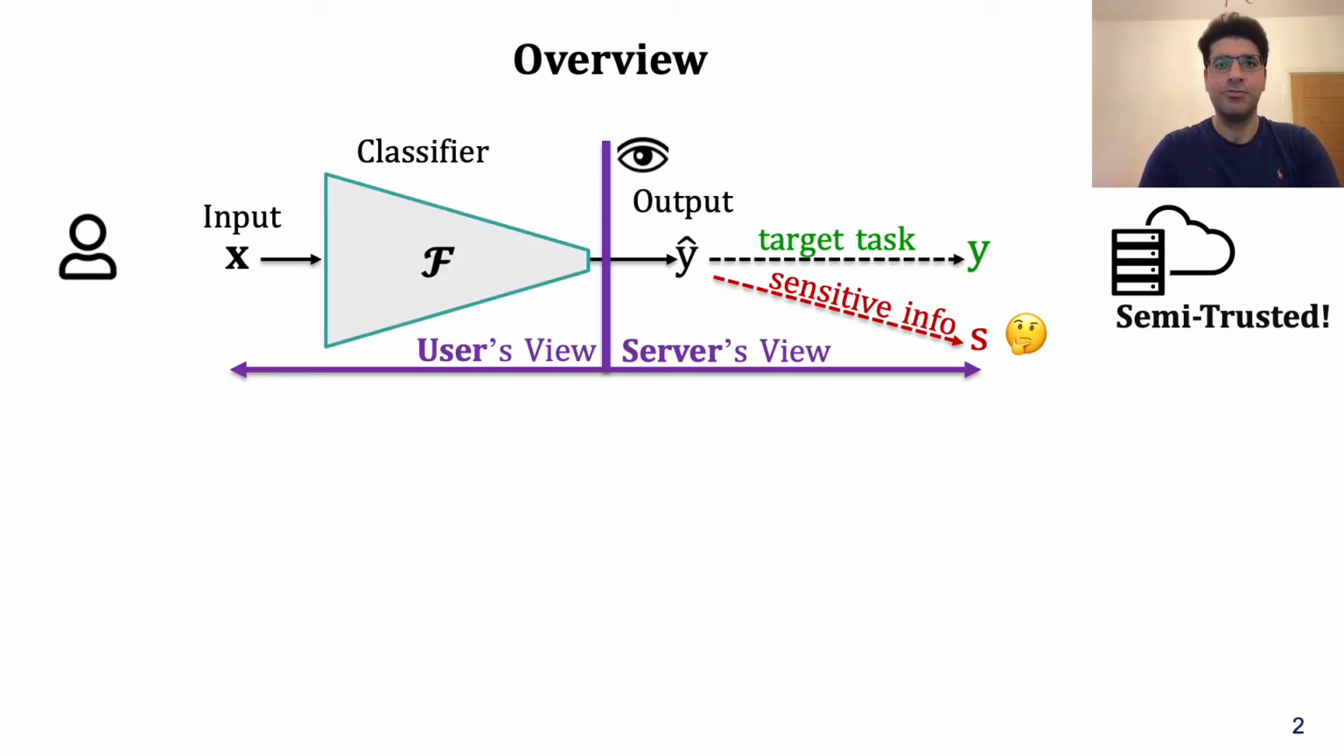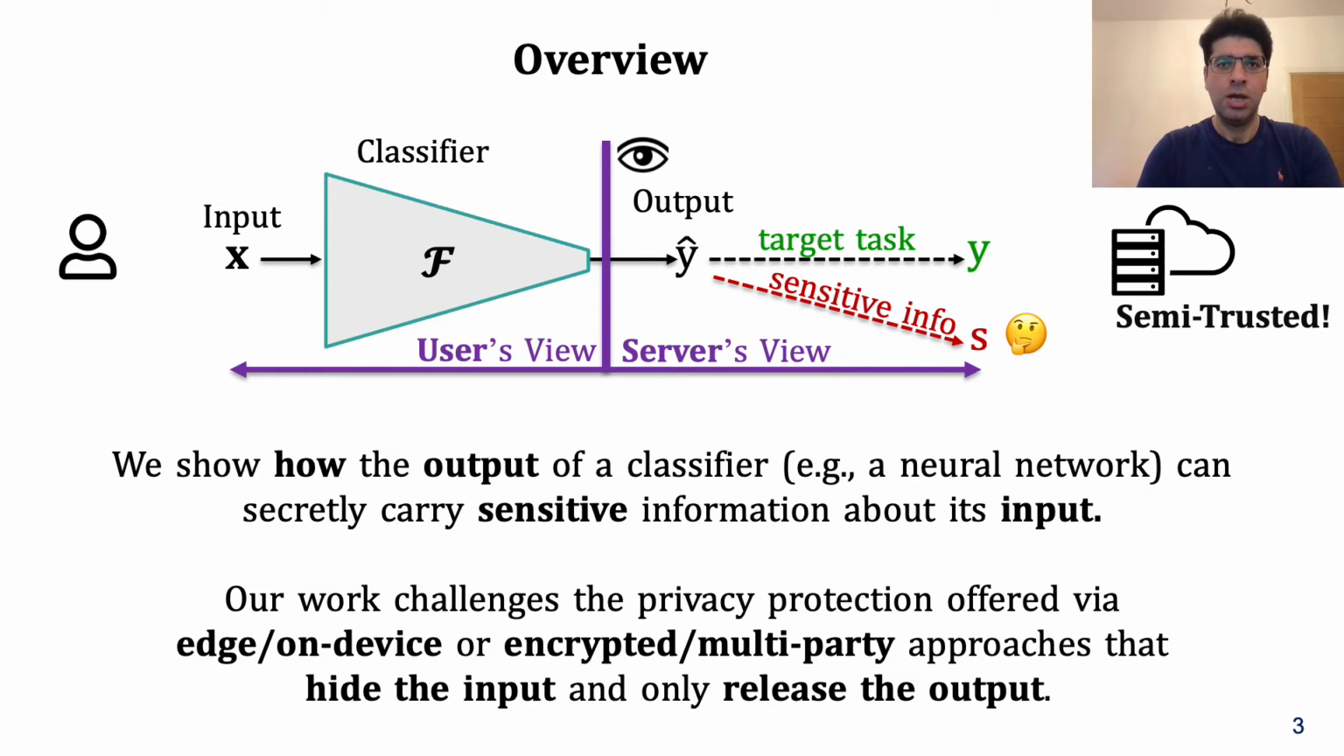Let's start with a brief overview. At inference time for a target task, the user's data X goes through a classifier that is provided by a semi-trusted server, but it's running under the user's control. The server only observes the output of the classifier. We show how the output of the classifier can carry sensitive information about its input.